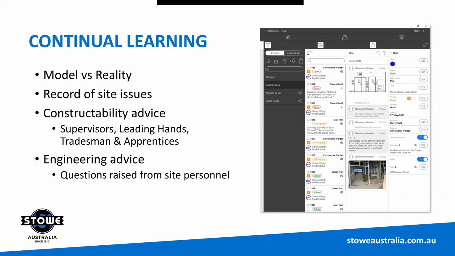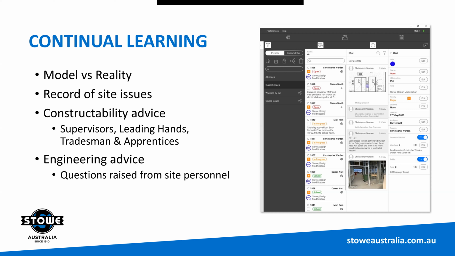Getting that constructability advice from our supervisors, leading hands, tradesmen and apprentices allows that communication to come back to what has been a traditional engineering project manager modeling team arrangement, and allows that real world constructability advice to actually influence the design. And we can learn from those issues.